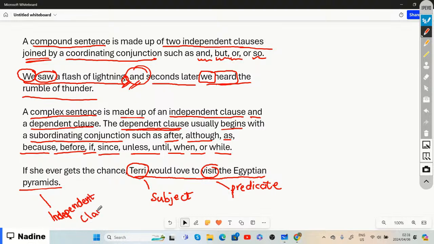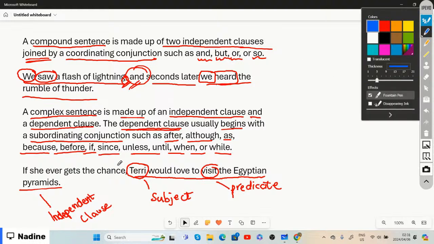This can actually stand on its own if we were to remove that. Now, if we were to identify our subordinating conjunction, this is a subordinating conjunction: "If she ever gets the chance," right? And it starts with "if." "If" is a subordinating conjunction.